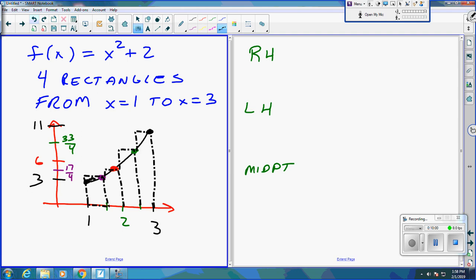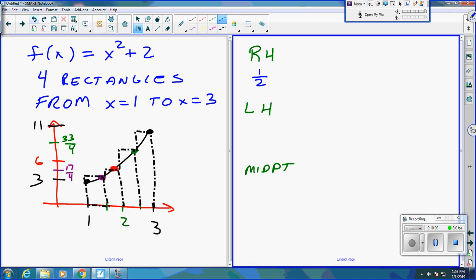I want to be clear about this, and I'm going to skip a step. Guys, what is the width of each of these rectangles? 1/2. So I want you to see it's 1/2 times f of x1, the first height, right? Plus 1/2 times f of x2, right? Plus 1/2 times f of x4. Guys, what's common in all four of those products? Yeah, the width. So when I have these problems, I immediately pull out the 1/2.